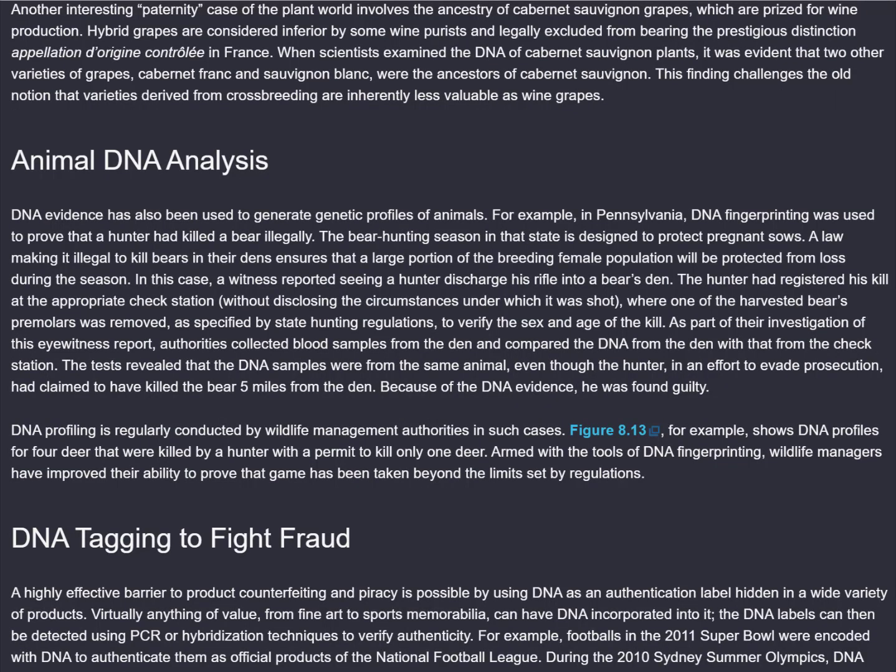Another interesting paternity case of the plant world involves the ancestry of Cabernet Sauvignon grapes, which are prized for wine production. Hybrid grapes are considered inferior by some wine purists and legally excluded from bearing the prestigious distinction Appellation d'origine contrôlée in France. When scientists examined the DNA of Cabernet Sauvignon plants, it was evident that two other varieties of grapes, Cabernet Franc and Sauvignon Blanc, were the ancestors of Cabernet Sauvignon. This finding challenges the old notion that varieties derived from crossbreeding are inherently less valuable as wine grapes.